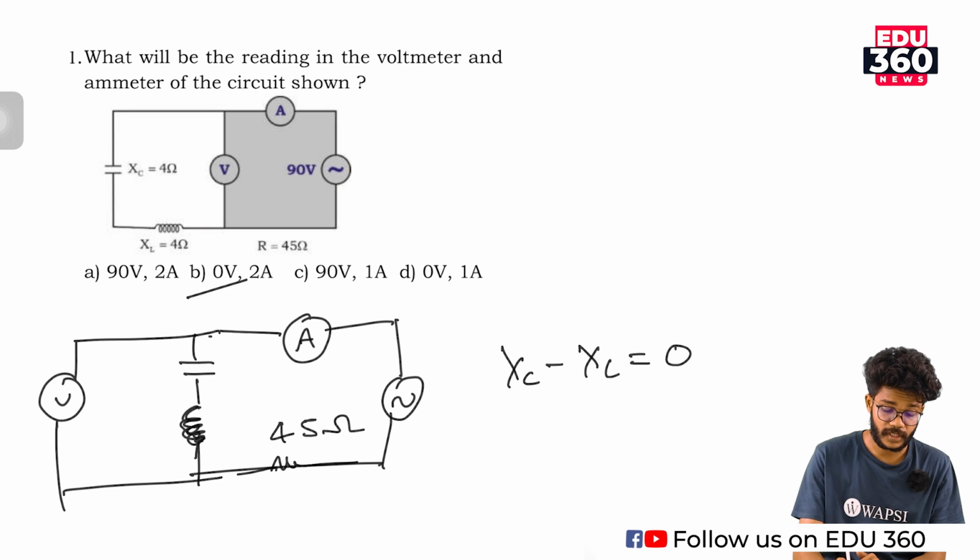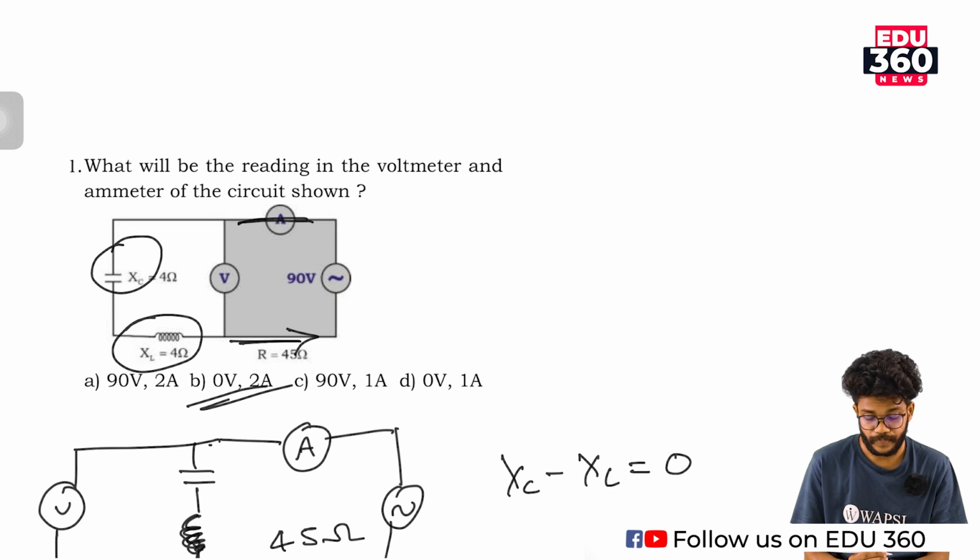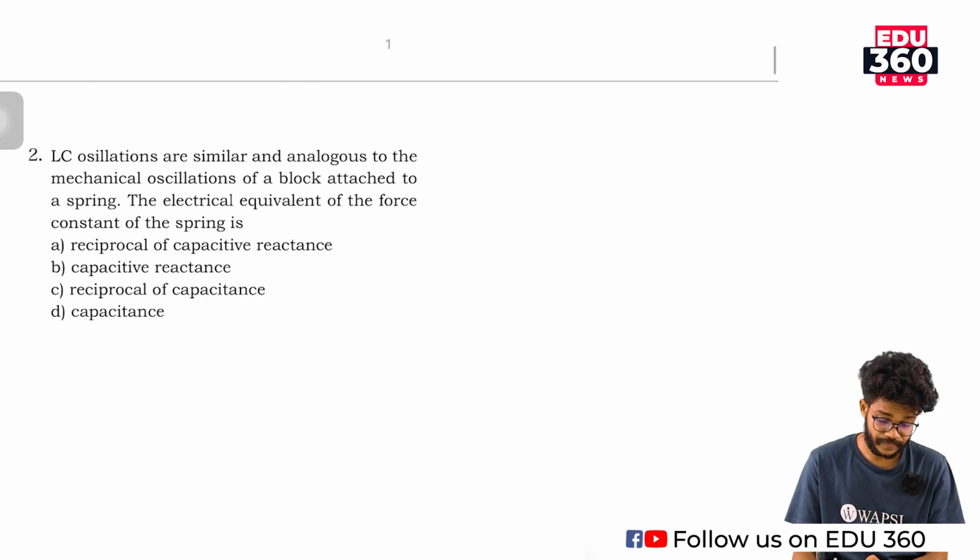Because we measure the current through here, the same current is passing through the resistor also. So the voltage drop across these inductors is 0 and the total current is 2 ampere. So we can move to the next question.